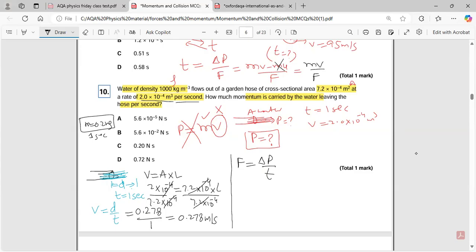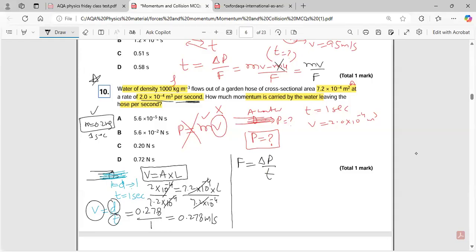This question is challenging because you have to find mass first by using density equal mass over volume, and second you have to find this speed by using this formula, volume is equal to area into length, and then this length can be treated as the distance moved by the water, and then the time is per second, so per second is like 1 second. So this is a very challenging question.